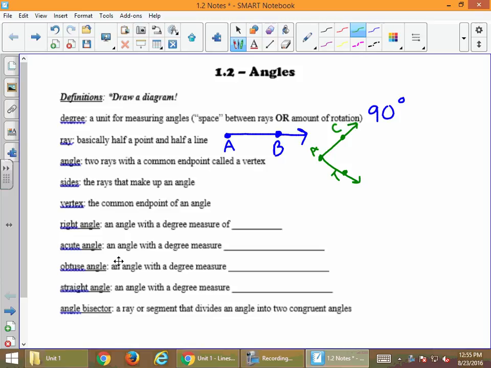There's two rays that are connected at a common endpoint, and that common endpoint is called a vertex. What's the vertex of that angle we just drew? What's that common endpoint? Very good. There's a vertex, and you want to make a note.